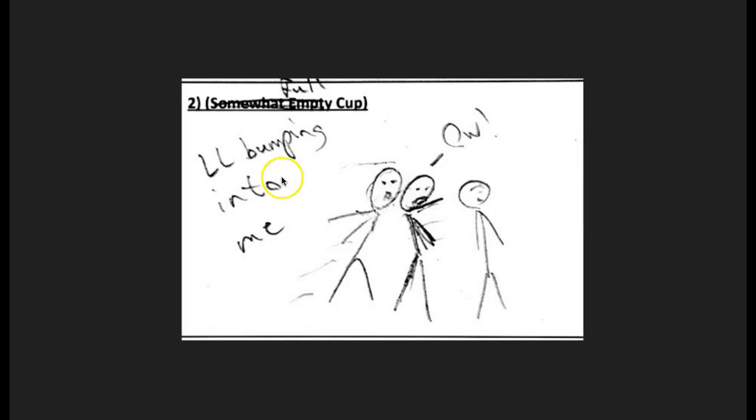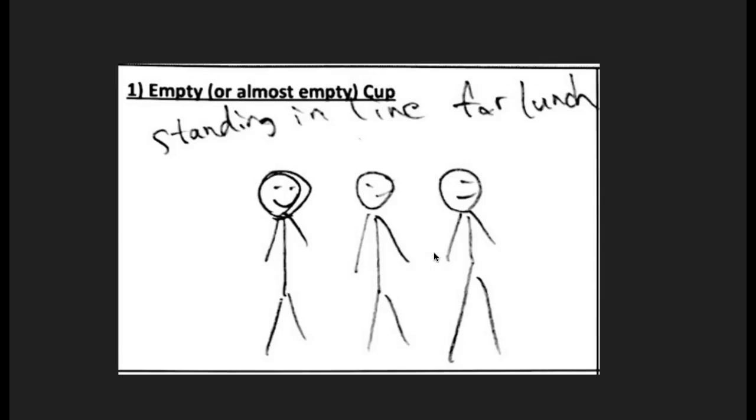Okay, what happened to that? Well, LL bumped into me, and that's what made me get mad. Standing in line for lunch is the first thing that happened. I was fine then, and then LL bumped into me. A couple things to note. Notice here I'm saying empty or almost empty cup. So you keep going backwards until you get to the point where you are fine.